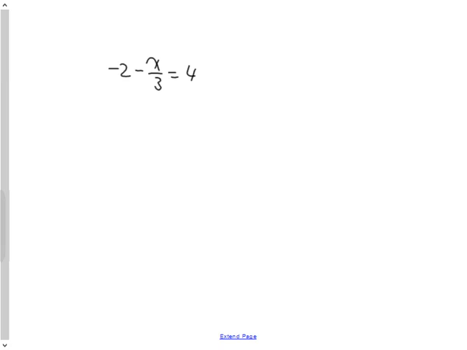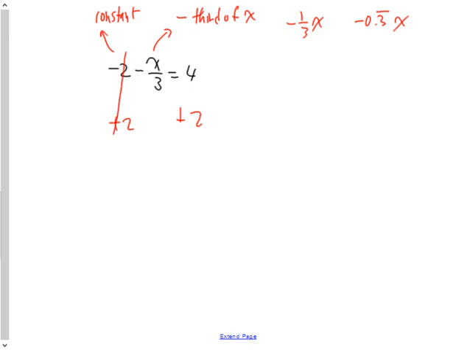Now your last 2 equations, what you're asked to do is, this is your constant. -2 is your constant. And actually, it's a -3rd of x. So all 3 of those things are what the coefficient is, because this negative symbol is still associated with the x variable. Okay, so the first thing I'm going to do is add 2 to both sides. And when I do that, I'm left with this -3rd of x right here.